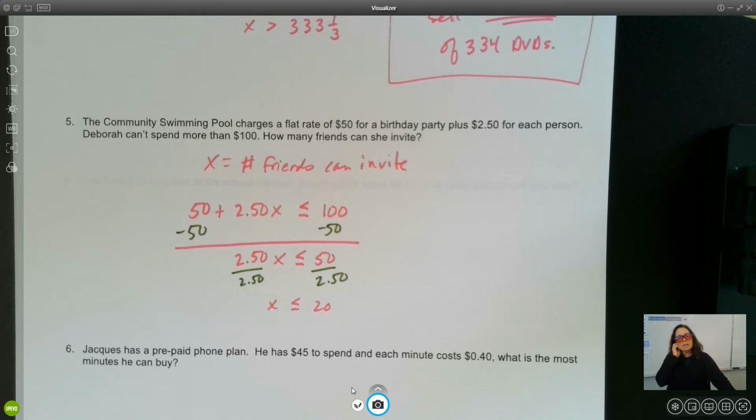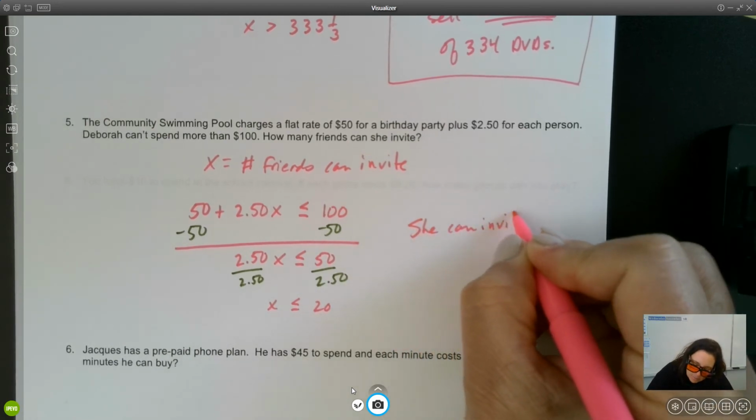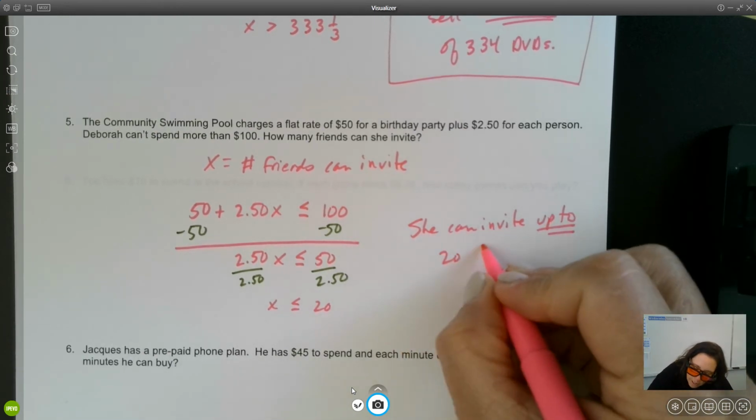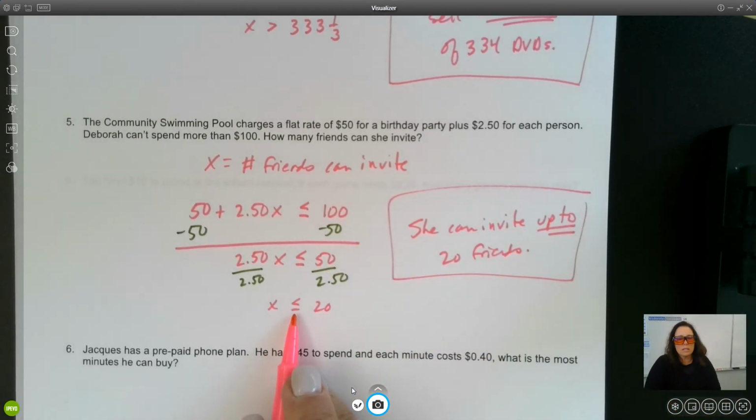Do not just say she can invite 20 friends. Okay, maybe she only wants to invite 10. Okay, maybe she only has 5 that she really is like, yeah, those are the 5 I'm inviting. Okay, so the way that we can say that is she can invite up to, that takes care of 20 friends. That takes care of that inequality, the up to.